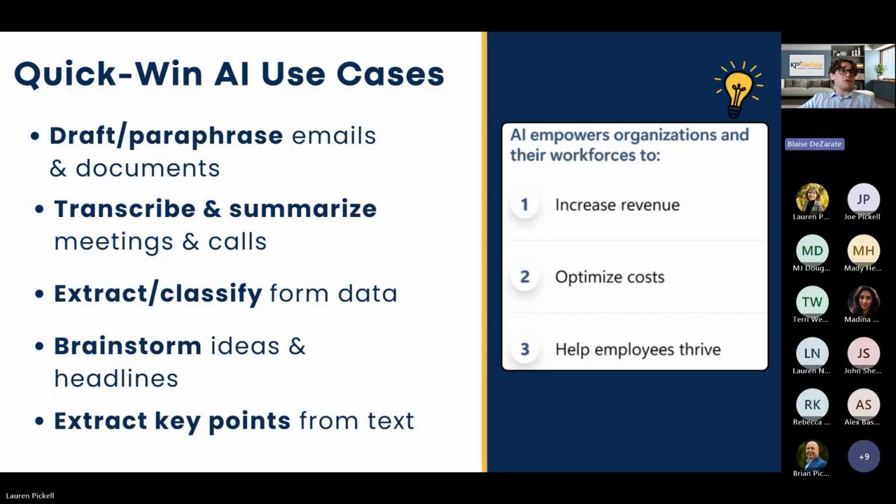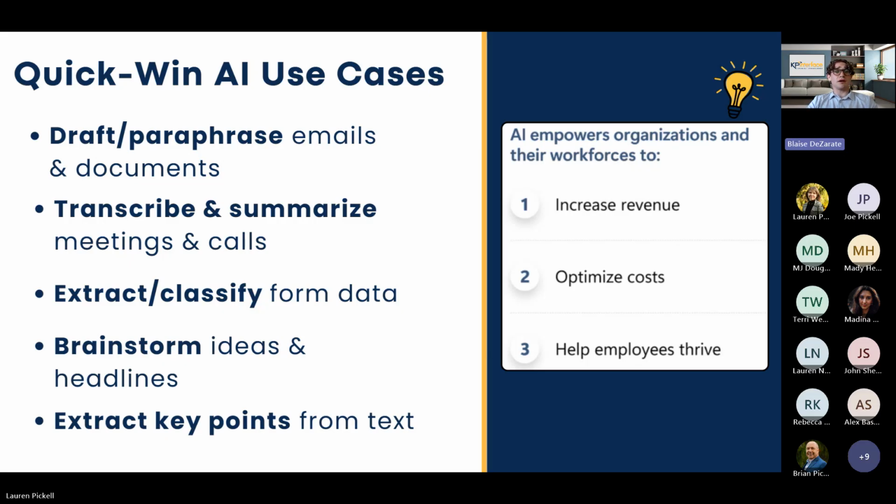So first off, you can draft and paraphrase emails and documents. So ask Copilot or ChatGPT to draft your next status update, give your client a follow-up or a policy memo in just a few seconds. If the tone's not quite right, just prompt it again to be more formal, be more friendly, or be more concise. Next up would be transcribing and summarizing meetings and calls.